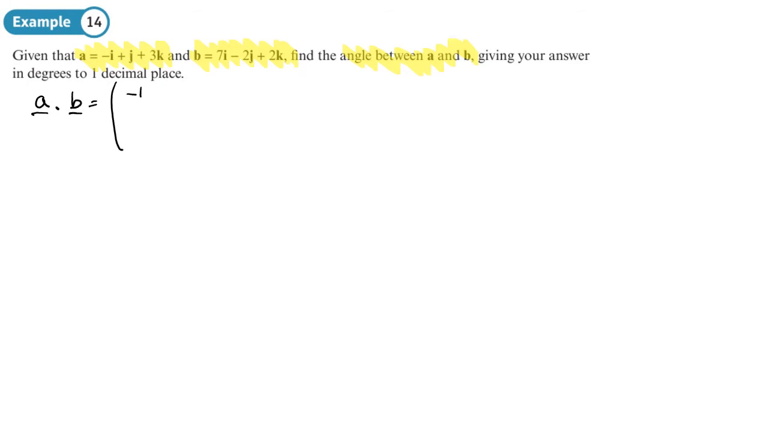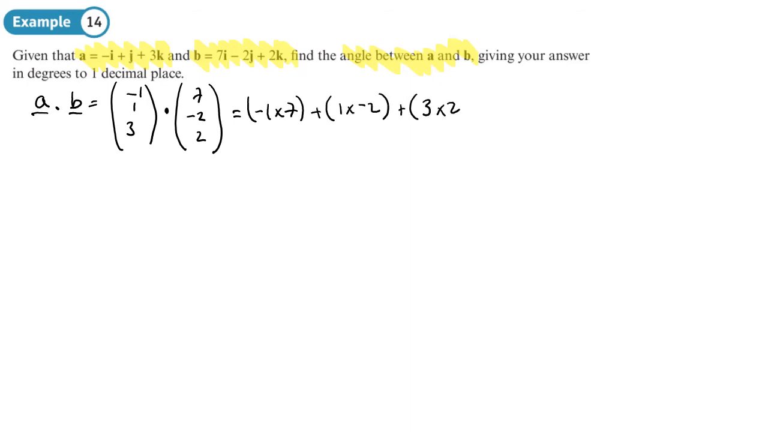So that would be -1, 1, 3. So that's A written as a column, dot 7, -2, 2. So that will be -1 times 7 plus 1 times -2 plus 3 times 2. So that will be -7 minus 2 plus 6, and that is -9 plus 6, that's -3. So that's the dot product.